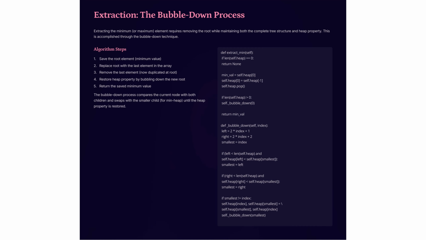Extracting the minimum element from a heap involves removing the root and maintaining the heap structure. Save the root, replace it with the last element, and remove the duplicate. Restore the heap property by bubbling down the new root, comparing with children, and swapping with the smaller child until the heap property is restored.